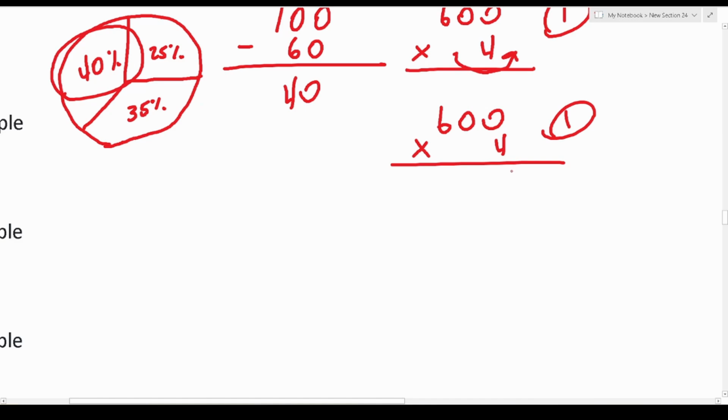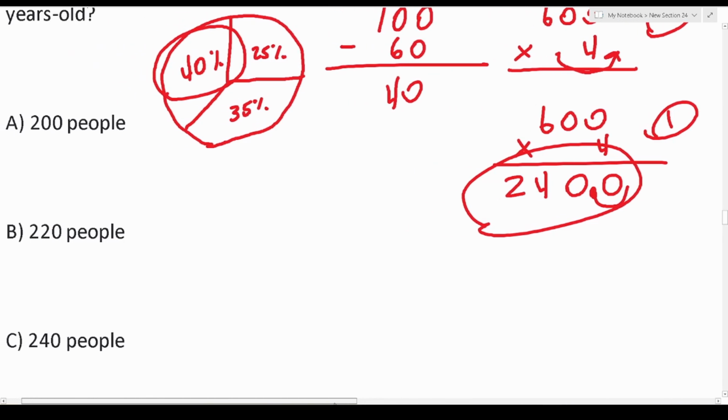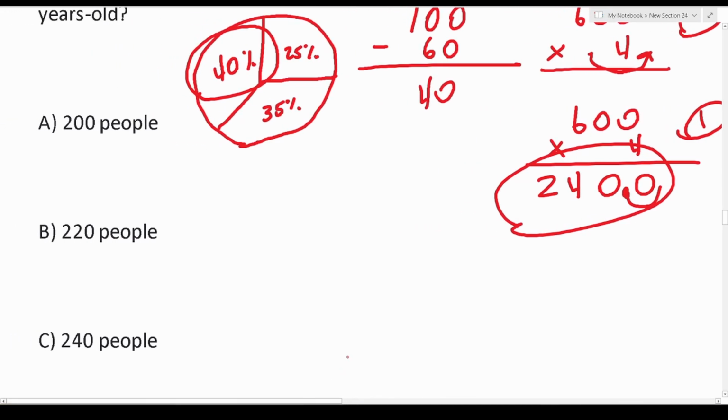So 0 times 4 is 0, 0 times 4 is 0, 6 times 4 is 24. Shift our one decimal back in. And as we can see, 40% of the 600 recruits is the equivalent of 240 people. So 240 people were older than 22 years old. So this answer is C, 240 people.